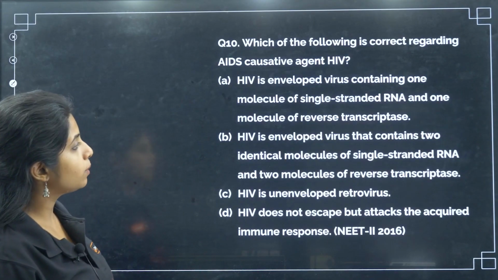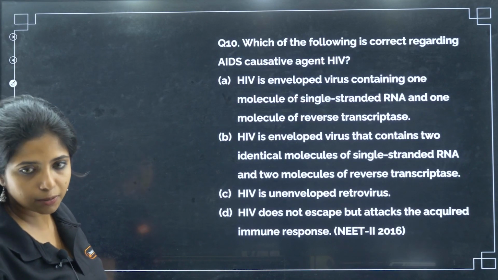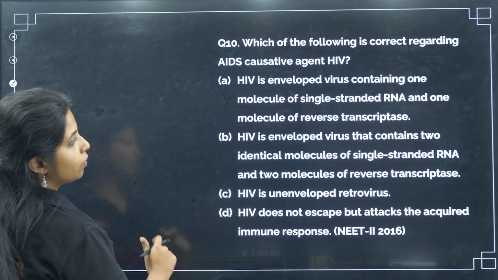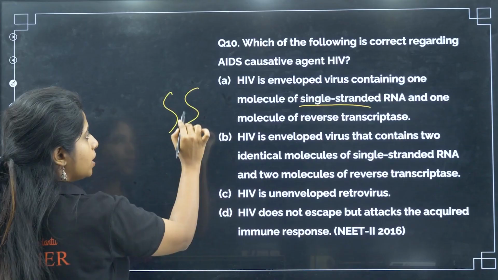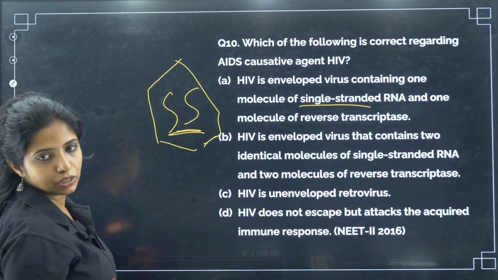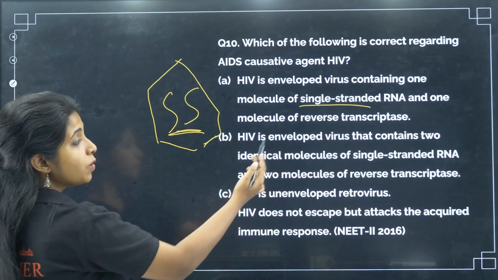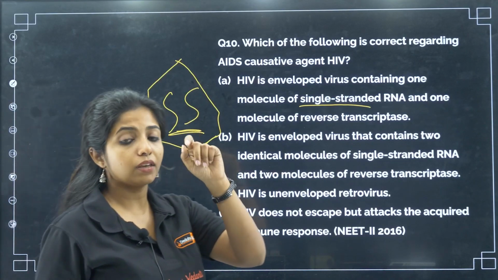So HIV is enveloped virus containing one molecule of single-stranded RNA and one molecule of reverse transcriptase. Answer wrong. Okay, why? Because single-stranded is there, but there are two of them. They are not mingled, they are separate, but there are two of them, my dear children. This is wrong. And they do not have just one molecule of reverse transcriptase, they have two reverse transcriptase molecules, and apart from that they have two more enzymes.